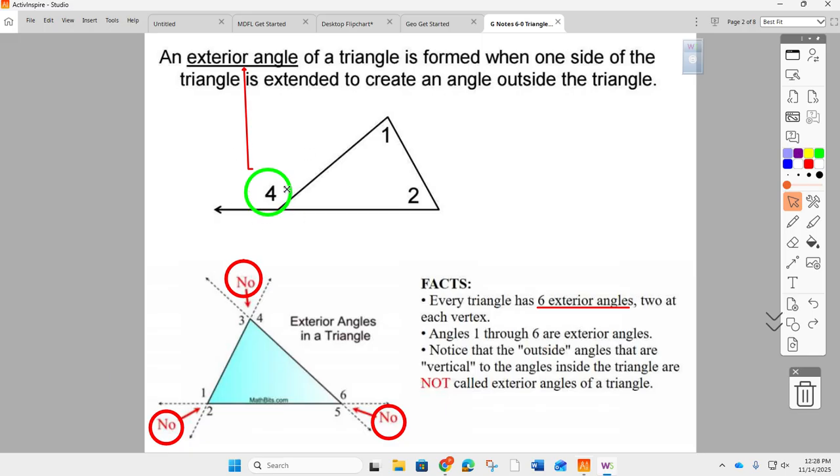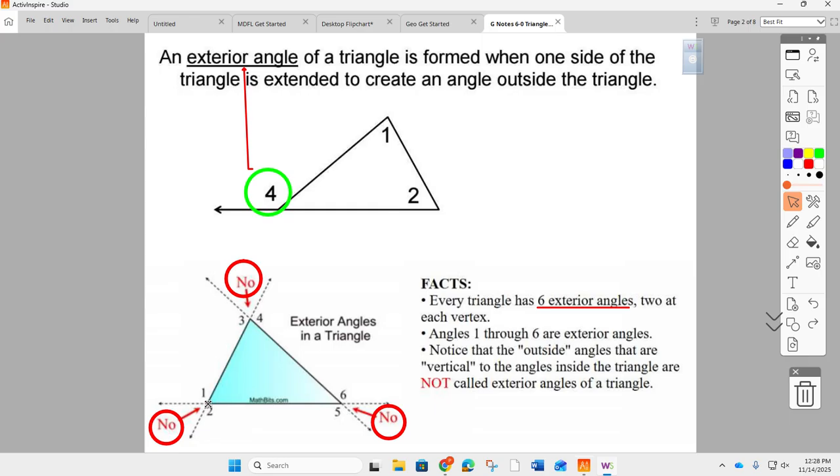So make sure you circle 4. Make sure you indicate that that's the exterior angle. 1 and 2 are interior angles, right? So let's look. It says here, every triangle has 6 exterior angles. That means on every side of the triangle, you could create 2 exterior angles. So let's look at those.